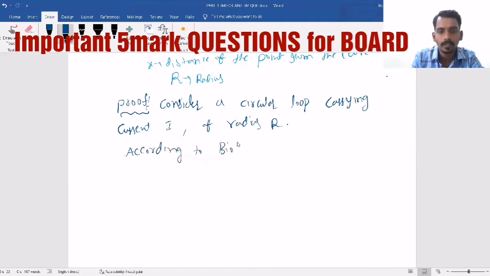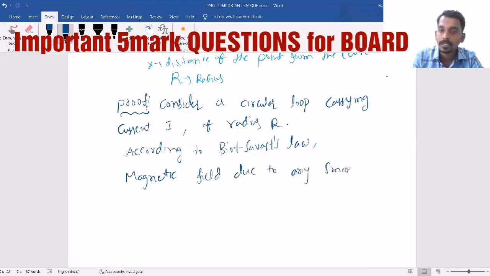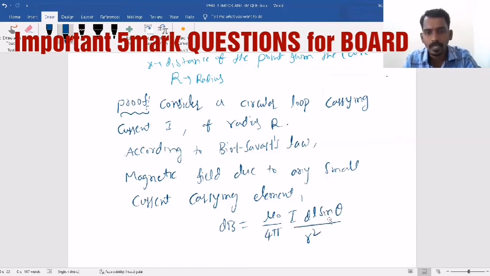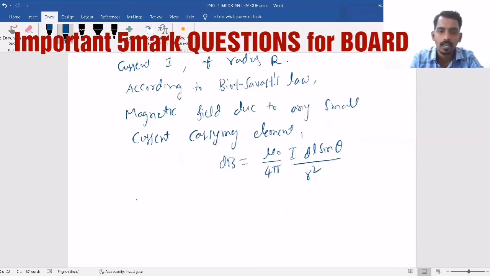So according to Biot-Savart's law, magnetic field due to any small current carrying element is given by, let's take the small element, mu naught by 4 pi I dl sin theta by r square, where I is the current in the element, dl is the length of the element, theta is the angle between tangent drawn along the current and the position of the point.